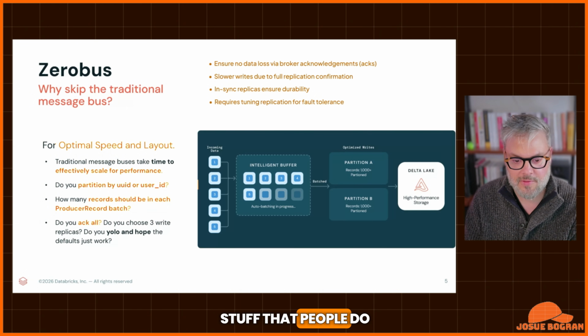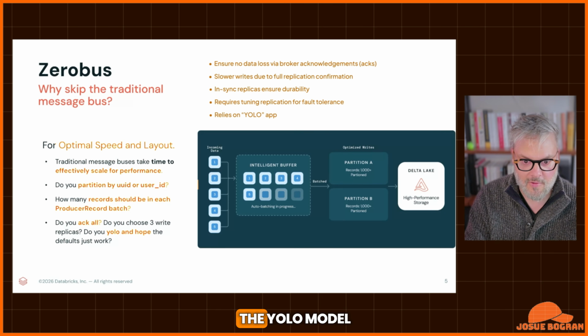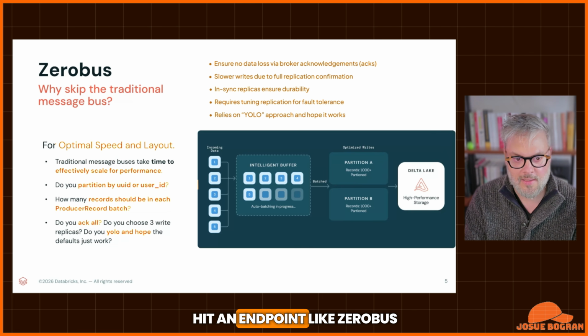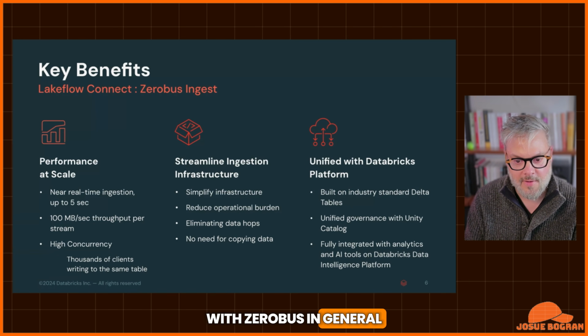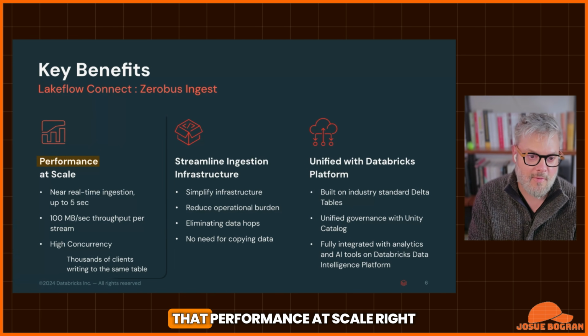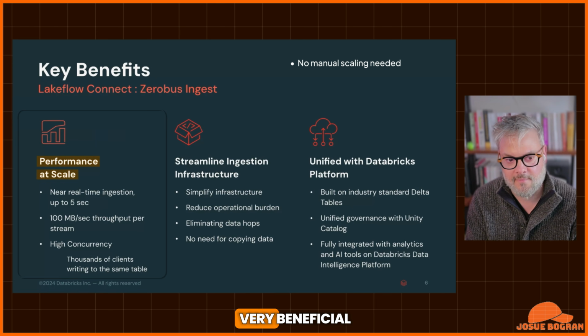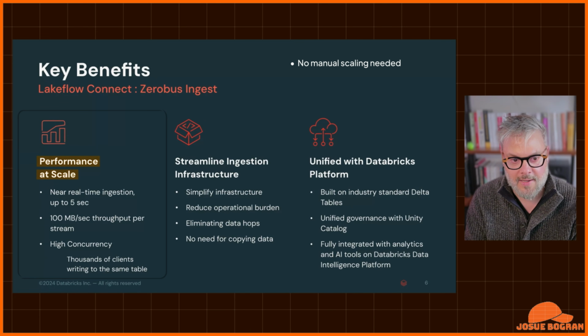Otherwise, some of the other stuff that people do is they just say, let's just use the defaults and hope that it actually works. It's more like the YOLO model. And so if you don't have to think about any of that and you can just hit an endpoint like Zerobus, that makes life a lot easier. There's a lot of benefits we've talked about with Zerobus in general, but really the high level is that performance at scale, right? You don't have to think about it. It's going to scale for you. And that's very beneficial for anybody who's a Databricks customer.